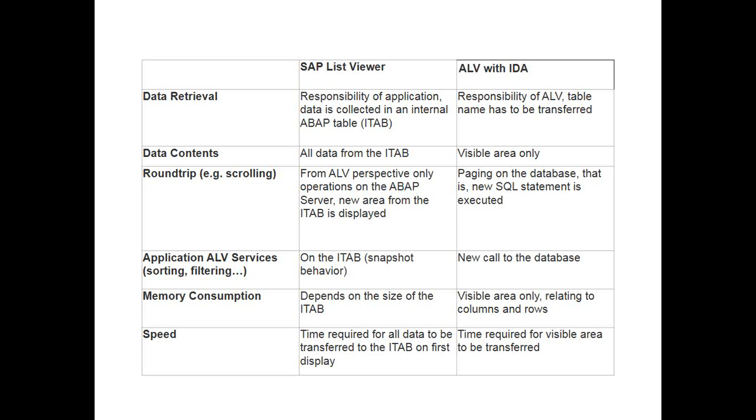In ALV IDA, every time a new call will be generated. And memory consumption: in a normal ALV, a lot of memory. If you take 20,000 records, you have to accommodate 20,000 records in the internal table. But here there is no memory, just what is visible. Whatever visible fields, you just take and display.